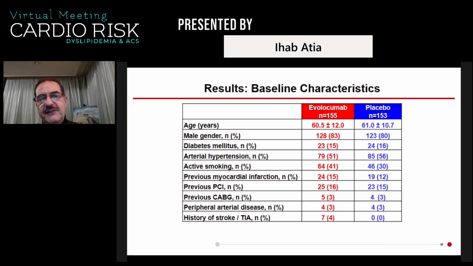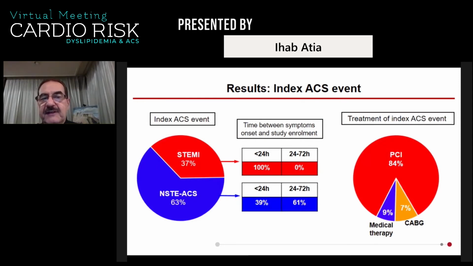The baseline characteristics were equally balanced between both groups, as we can imagine. Looking at what type of ACS events happened at the index ACS, 37% presented with STEMI, while 63% presented with non-STEMI. And of course, those that were STEMI were randomized in less than 24 hours, that's 100% of them, versus 39% of the non-STEMI patients who were randomized within 24 hours. The rest, 61%, were randomized in less than 72 hours. And these ACS patients received PCI, 84% of them, 7% had CABG, and 9% only had medical therapy.